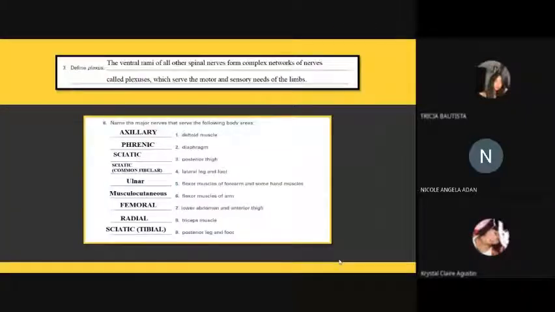Then, define plexus. Plexus is the ventral rami of all other spinal nerves form complex network of nerves called plexus, which serve the motor and sensory needs of the limbs.